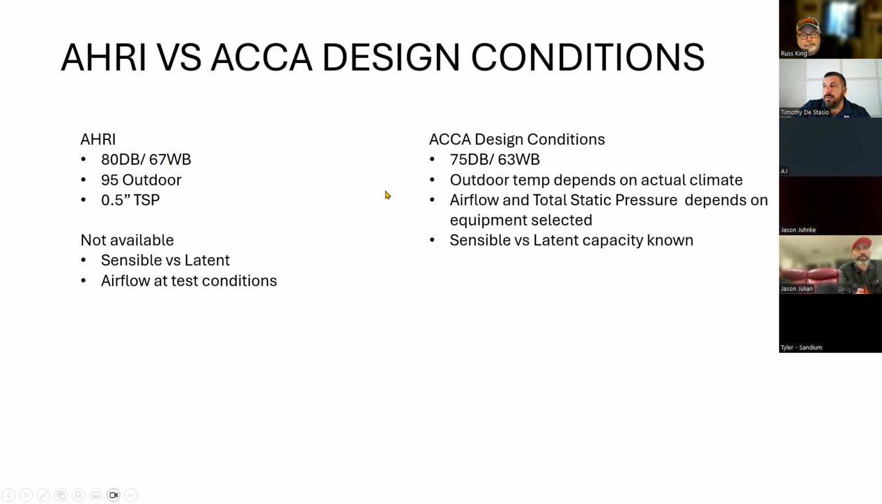But ACA design conditions are actual real life. This is what the owner is going to be living through. So your indoor conditions are going to be that 75 dry bulb, 63 wet bulb. Your outdoor temperature is going to depend on your climate.